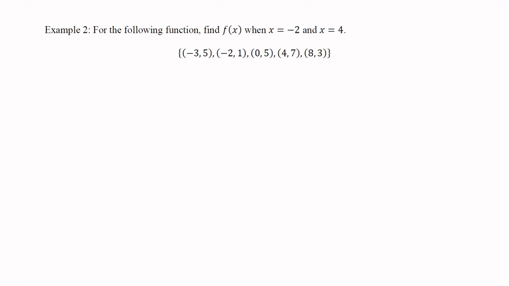When we're dealing with a set of ordered pairs, same sort of concept here. When x equals -2, our y value that goes with it is 1, so f of -2 is 1. F of 4, we go to where x is 4 in our ordered pairs, and the y that goes with it is 7.